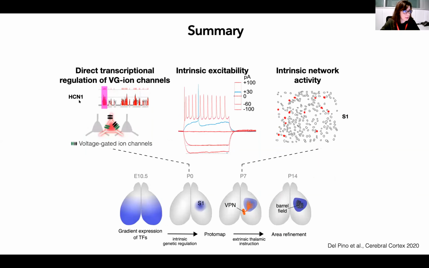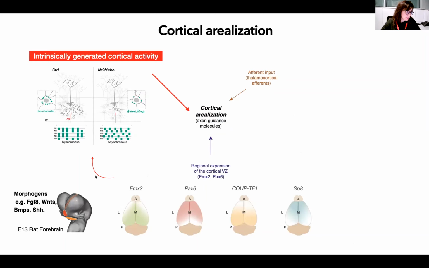So I guess I'm about to finish. I showed you that cortical transcription factors that regulate cortical patterning are influencing intrinsic cortical activity through the expression of voltage-gated ion channels that determine the intrinsic properties of neurons. With this, what we did is provide a pioneer link between cortical patterning specification and the emergence of early intrinsic cortical activity during development.